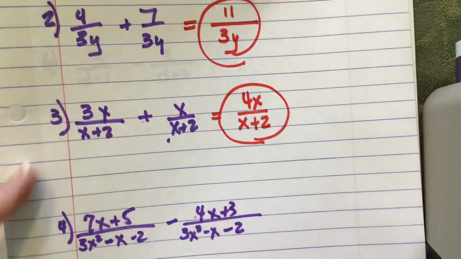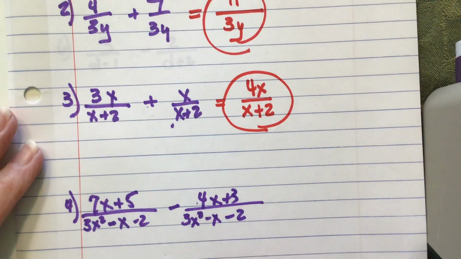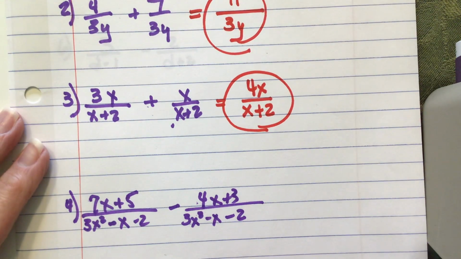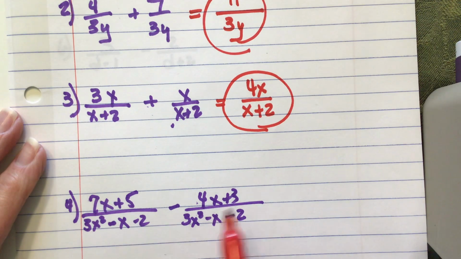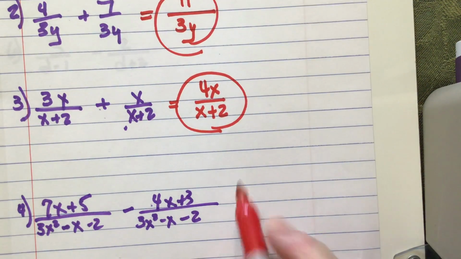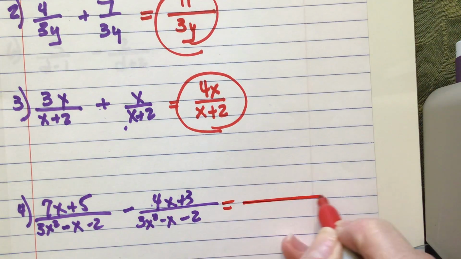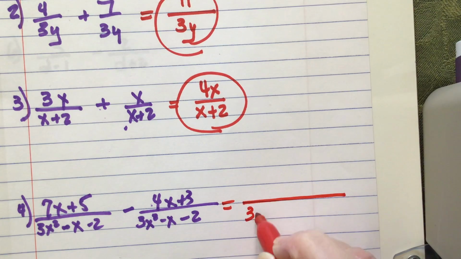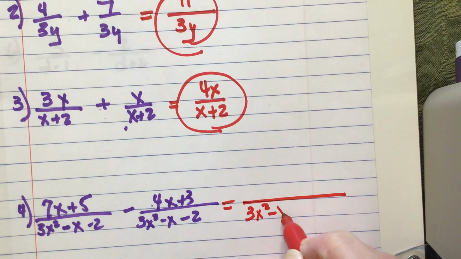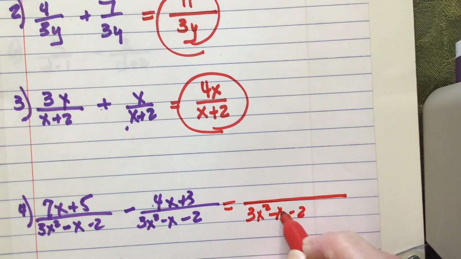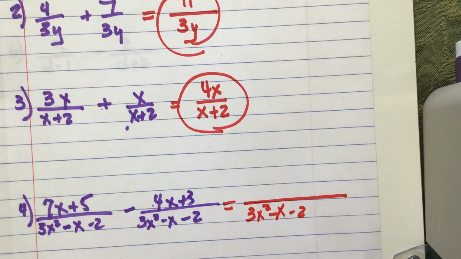So let's take a look at down here. So my next one is, I have 7x plus 5 over 3x squared minus x minus 2, and I'm going to subtract the fraction of 4x plus 3, but I have the same denominator. So let's take a look at how that looks. We are going to keep our denominator. So 3x squared minus x minus 2 is my denominator. And what I'll do is, now I'll just combine the numerators.